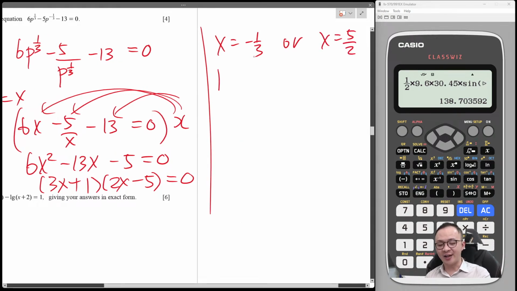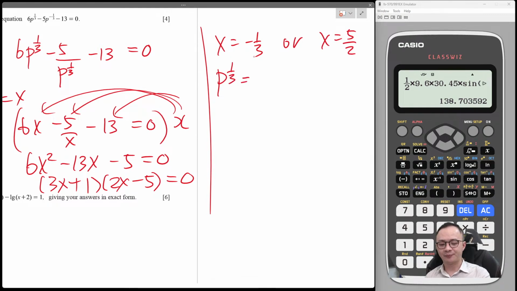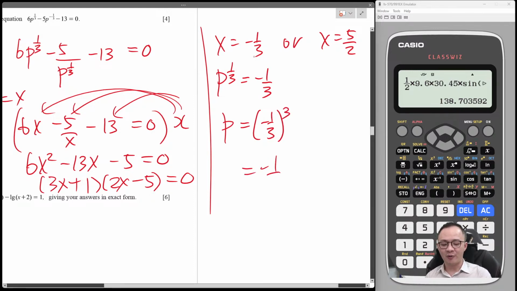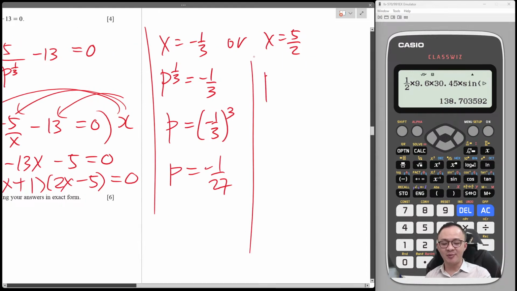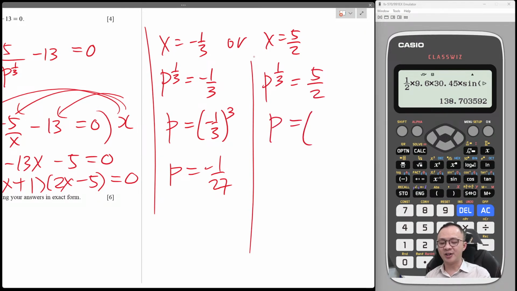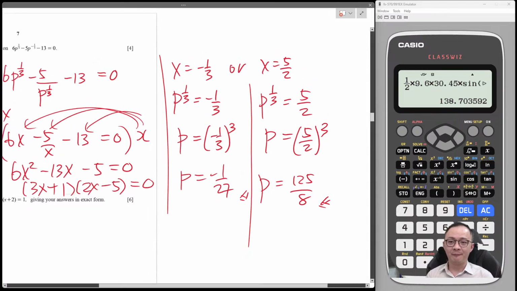And what is x? X is p power 1 over 3, right? So 1 over 3 move to the other side, we get cube root, isn't it? So cube root going to give me negative 1 over 27. Alright, then this one, same thing, p power 1 over 3 is 5 over 2, right? Then I will just cube this number, isn't it? So I should get 125 over 8. Okay, it's not really hard.